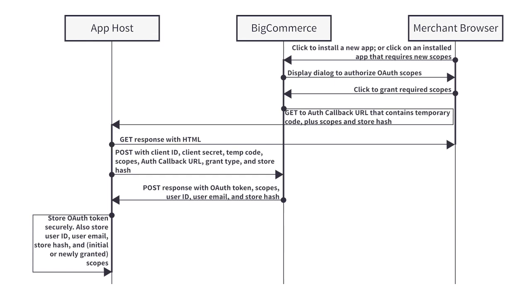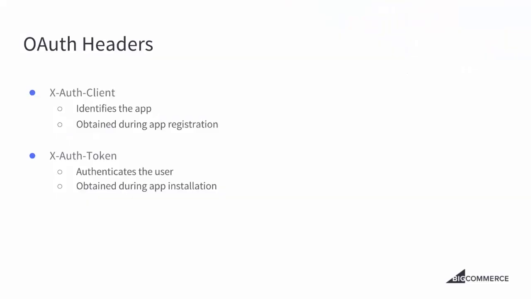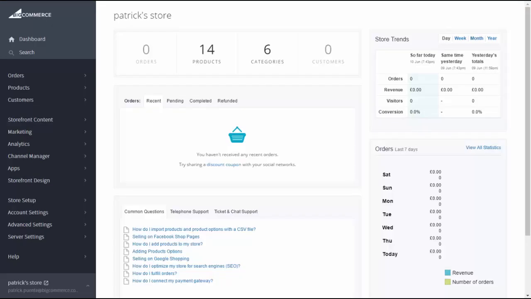To review, OAuth apps will use the X-Auth-Client and X-Auth-Token headers. The X-Auth-Client header identifies the app, and the X-Auth-Token header is the OAuth token obtained when a user installs the app. To fill in the header values, an app will need to be registered at developer.bigcommerce.com, then installed on a store. But first, there are a few steps to take before beginning the registration process.